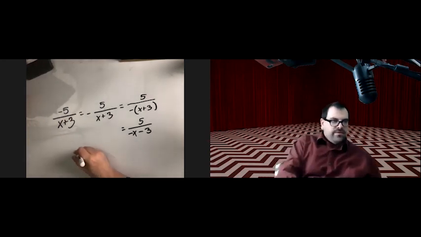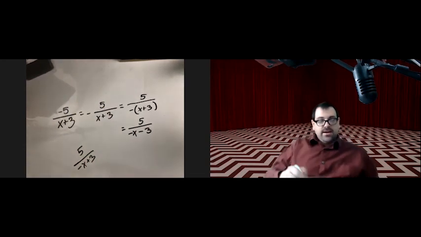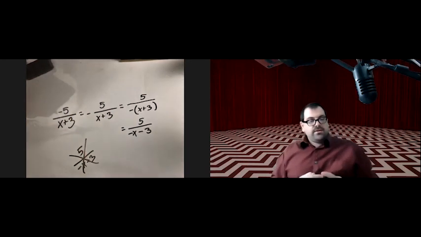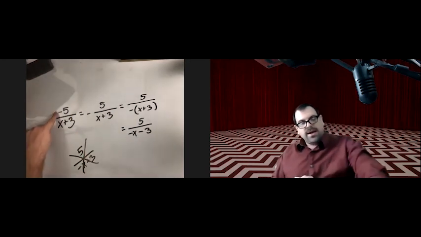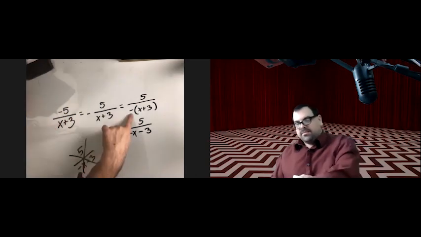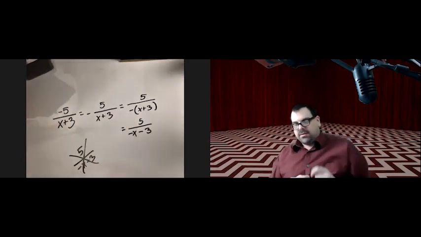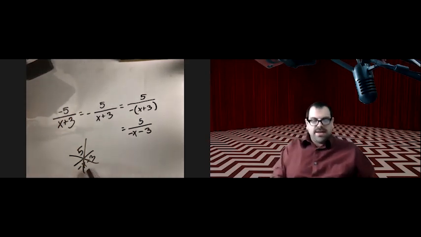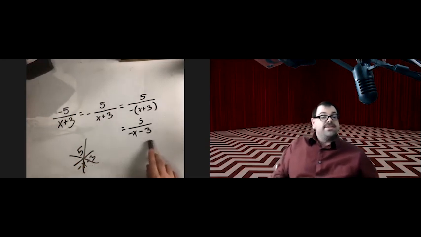But 5 over -x plus 3 written like that, that's not correct. If you move the minus from the top to the bottom, it has to be multiplied by the entire bottom, or multiplied through. So it wouldn't be minus x plus 3, it would be minus x minus 3.